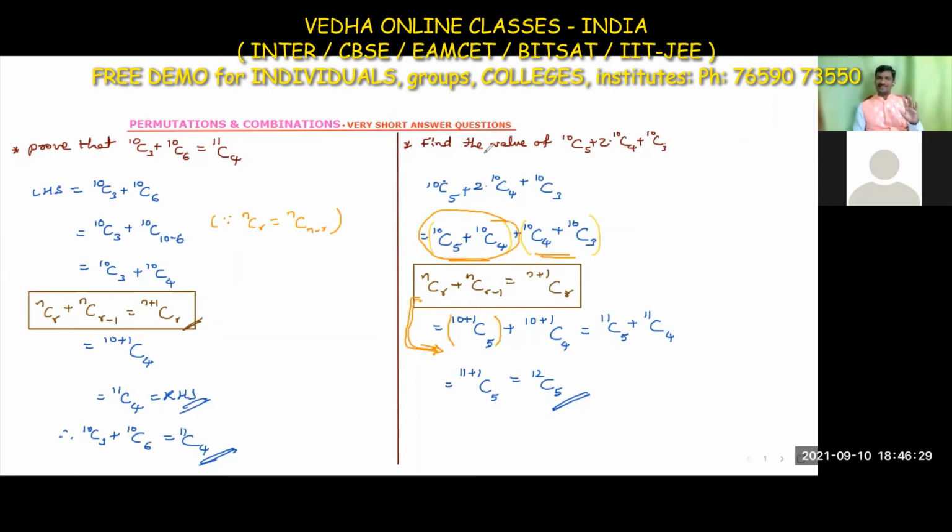I understood, sir. I'm asking that if 10C4 comes first, then how? Instead of 10C5 plus 10C4, if it comes 10C4 plus 10C5, still the same answer will come, because we take the bigger value. So the R value is 5 only. Likewise 2 plus 3 is equal to 5 only, 3 plus 2 also 5 only, right?